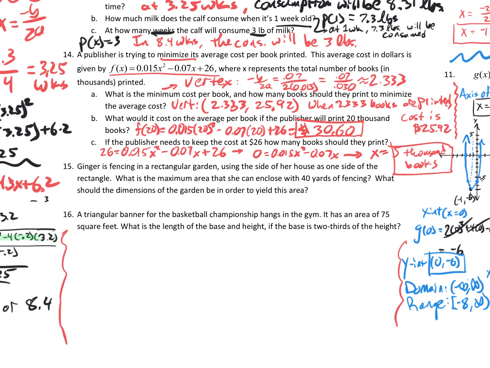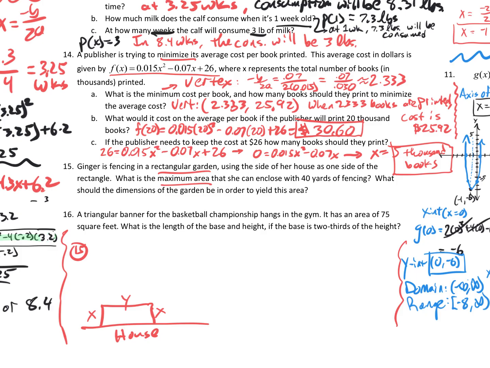Okay, Ginger's fencing a rectangular area. She's going to use her house as one side. I'm going to draw a picture here for 15. We've got her house, and she's going to build a rectangle out of this here. Okay, she's got 40 yards of fencing. Now we've got a length X, we could say, and a length Y. And she wants the maximum area.